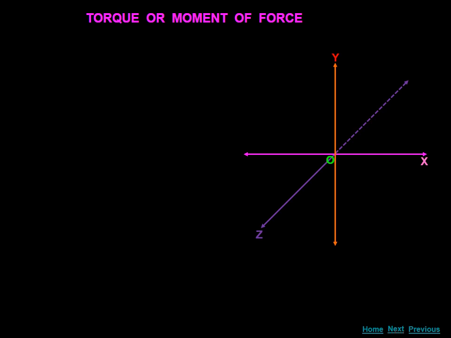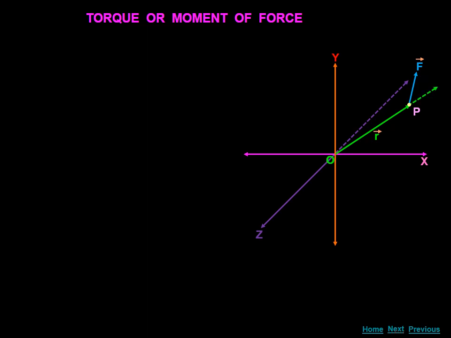Okay students, today we will discuss torque, or we can also call it moment of force. Let us consider a three-dimensional space, and there lies a point P in this three-dimensional space. The position vector of this point P is r vector, and there is a force F vector acting on this point P, as shown by this blue arrow.